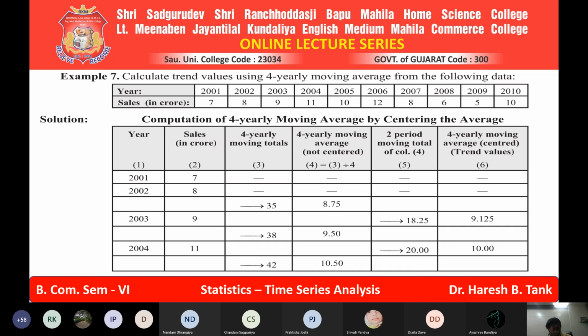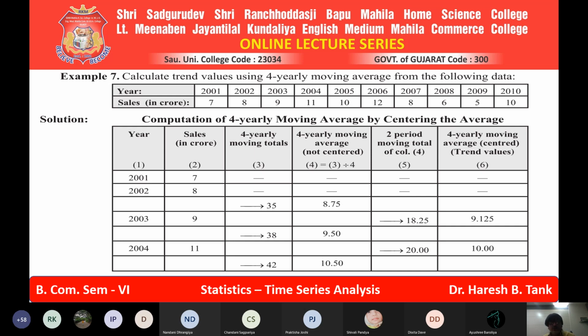Again, this column was the sum. Since you made a bunch of 2, naturally the average is to be found. So whatever element is in this column, divide it by 2, and that will give you the 4 yearly moving average centered. And that is what the trend values are.